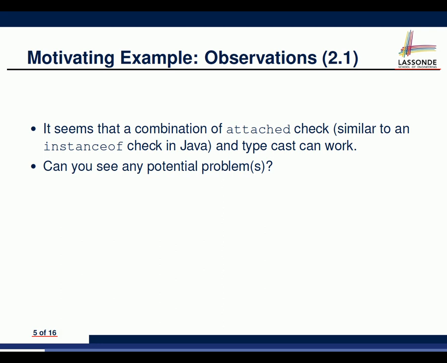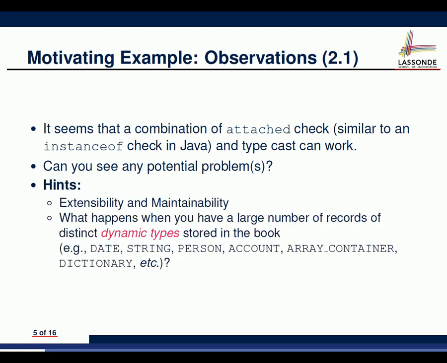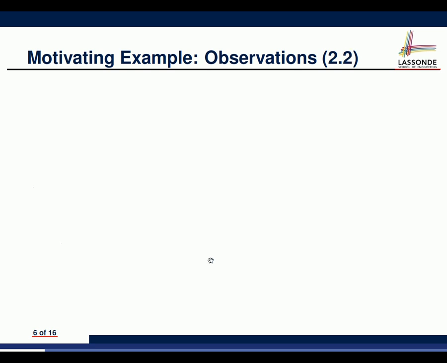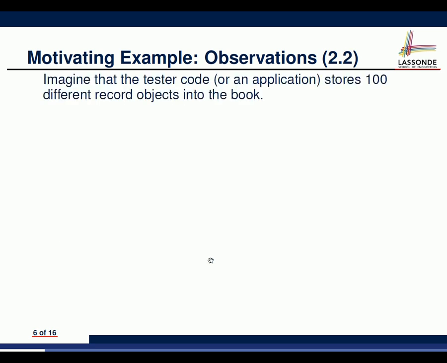Having a book of any is simply not a good idea, even though you can make it work programmatically. But we talk about design. Let's talk about what can be a good design for that. Okay? So the hints over here: extendability, maintainability, okay, anyways, that's fine. So dynamic types basically can be anything at the runtime. So what we really want to do is, let's think about this. Let's say we got 100 different record objects in the book. Let's say we got 100 different ones.